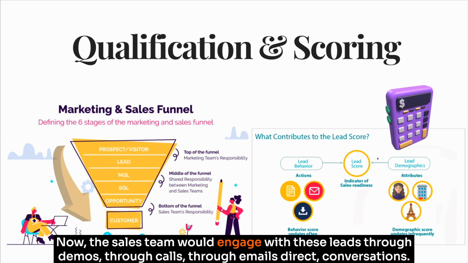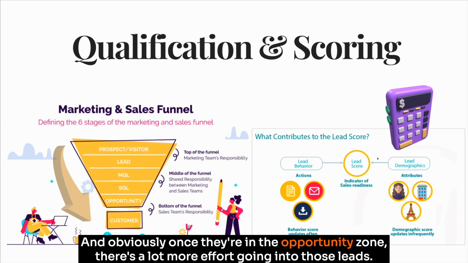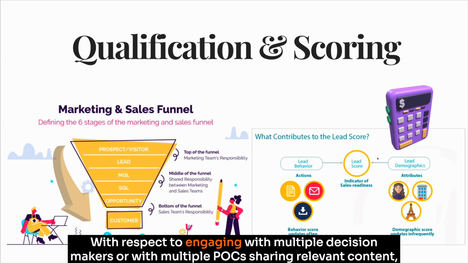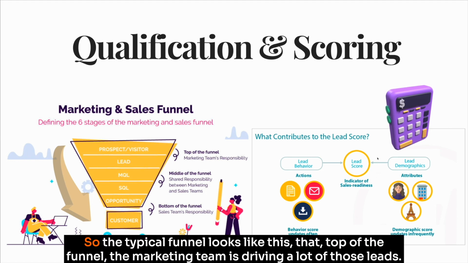Now the sales team would engage with these leads through demos, calls, emails, direct conversations, and then further qualify those leads and move them to the opportunity zone. Once they're in the opportunity zone, there's a lot more effort going into those leads, engaging with multiple decision makers or multiple POCs, sharing relevant, valuable content, nurturing those leads, and so on. So the typical funnel looks like this. At the top of the funnel, the marketing team is driving a lot of those leads.